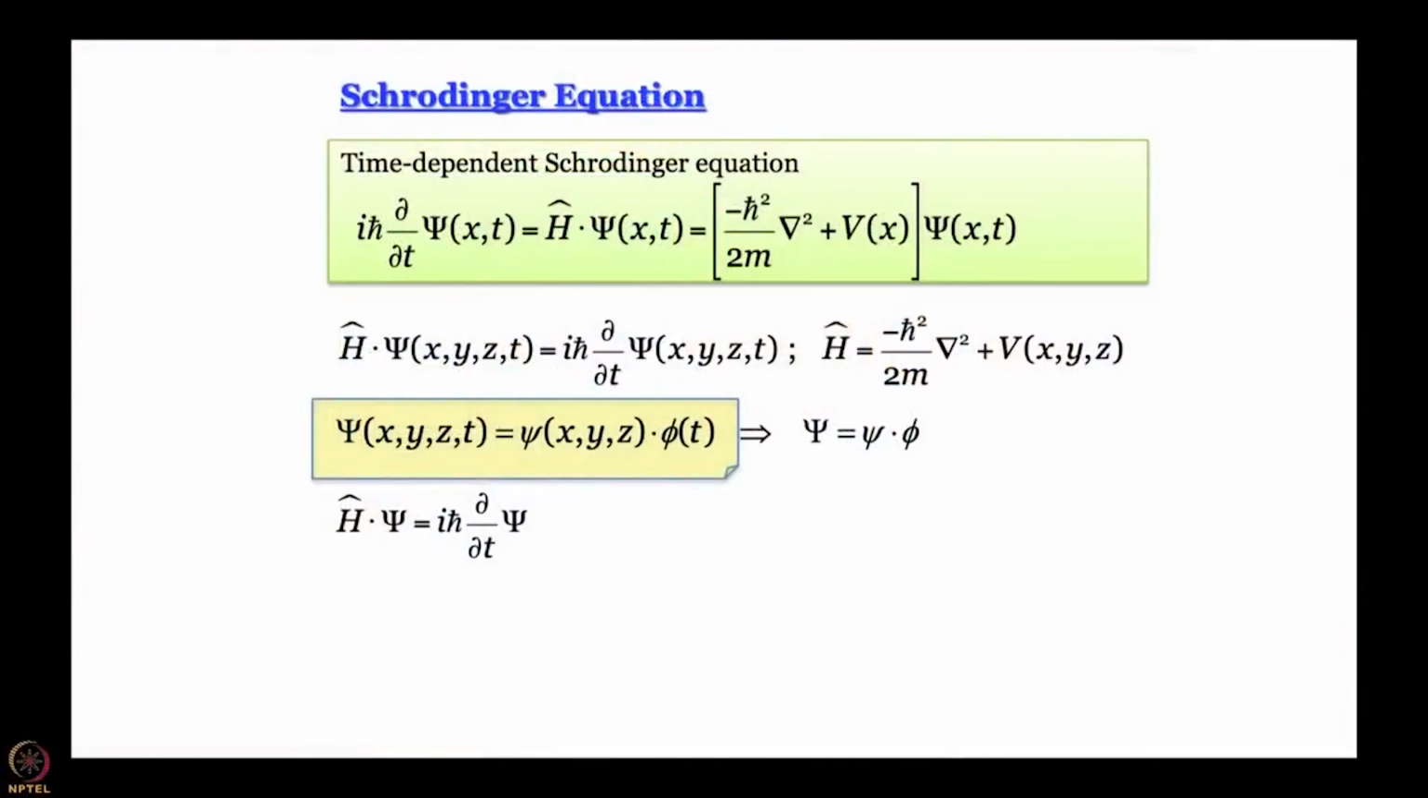So, now we go back to the equation. H operates on capital psi to give you iħ multiplied by del t of capital psi. So, we can write like this: Hamiltonian operator H hat operates on the product of small psi and phi to give you iħ multiplied by del t of the product of psi and phi.